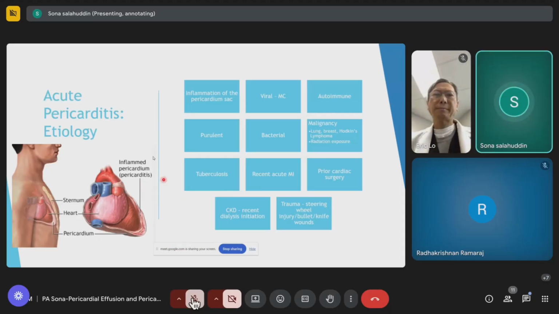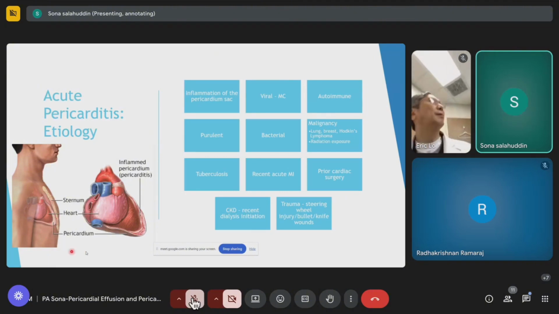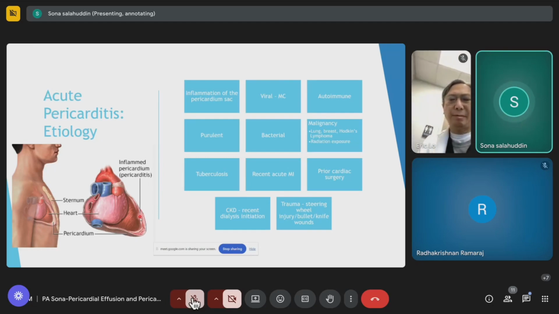Yeah, so this is the picture I was talking about. There's the sternum and the heart, and then the pericardium sac right there. And then this is when it's inflamed. It's right here.